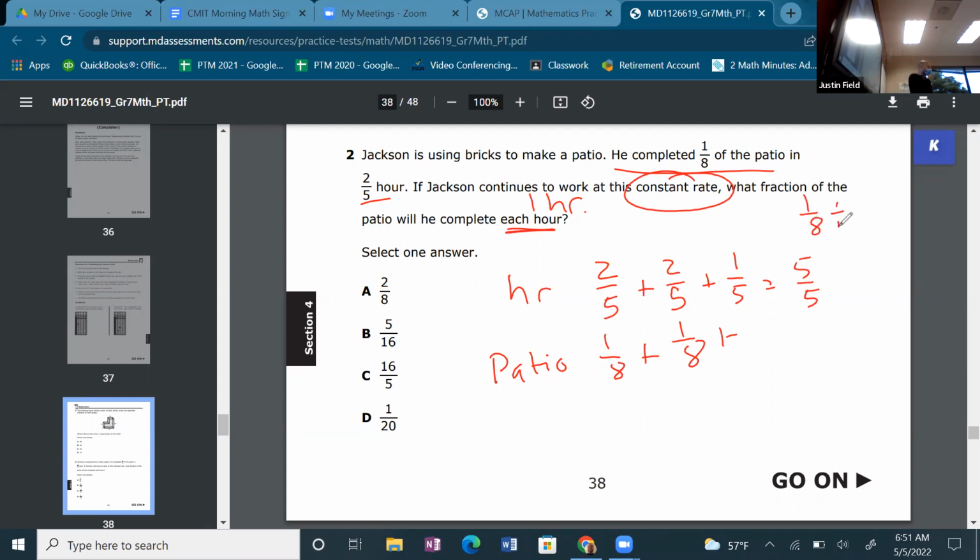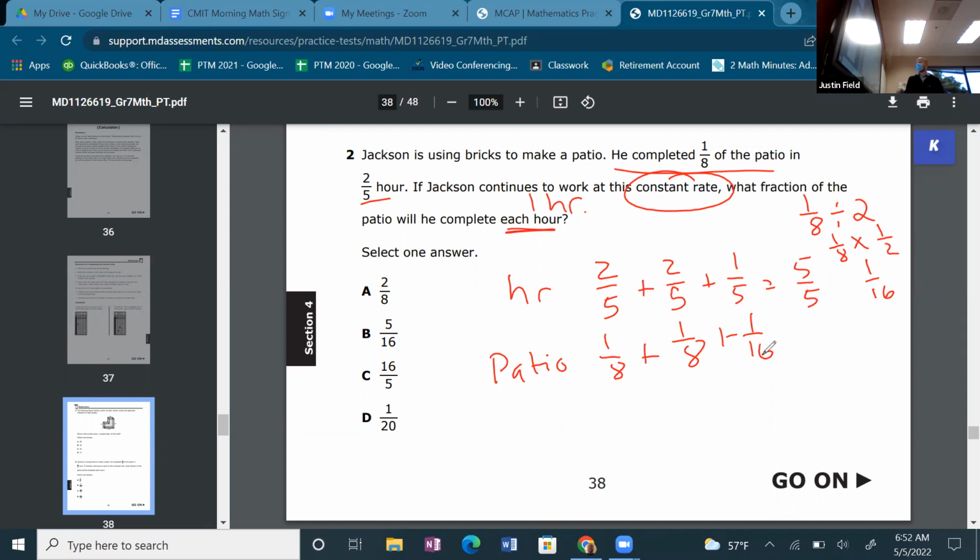What would we divide 1/8 by to get half? We would divide it by 2. Whenever you want to get half of something, you divide by 2. So 1/8 divided by 2 is the same as multiplying it by 1/2. You got to flip it. It's 1/2, and that would be 1/16. All right, so just making sense.